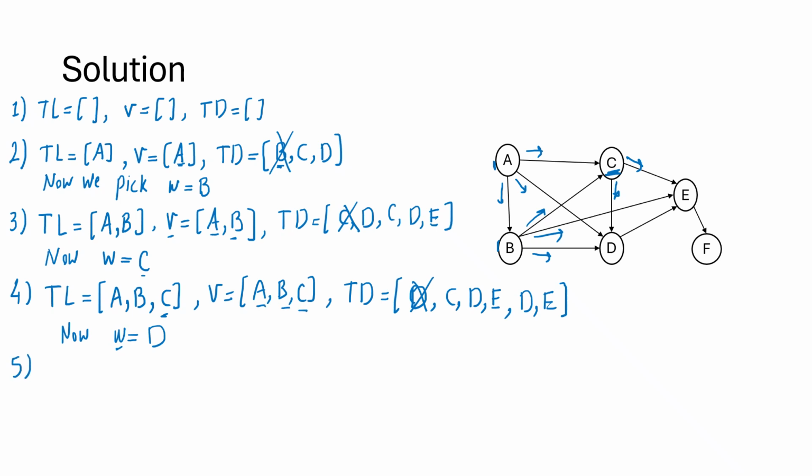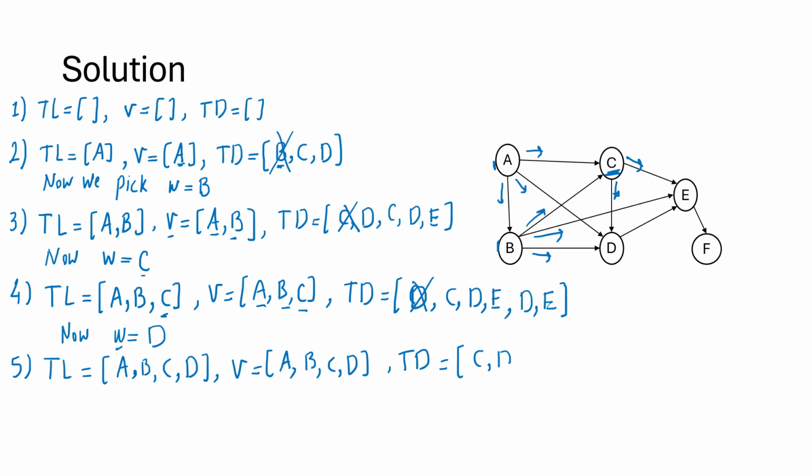So I immediately go to the next step, and the traversal list becomes A, B, C, and D. My visited list becomes A, B, C, and D. And my to-do list becomes C, D, E, D, E. And now we are at vertex D. So we are here.